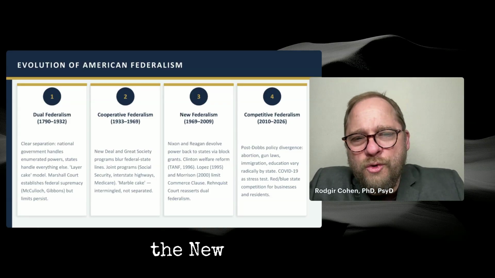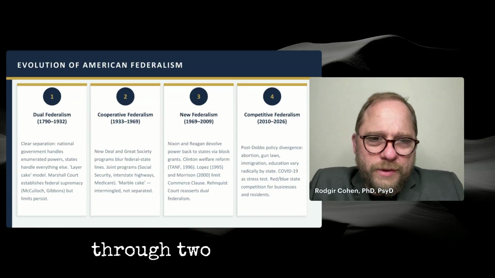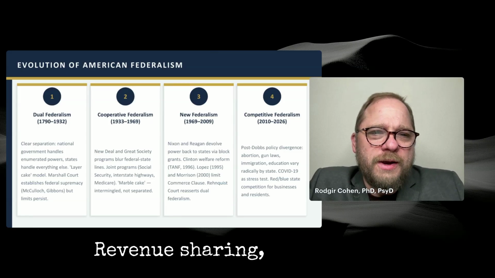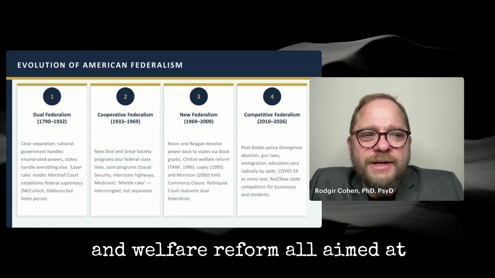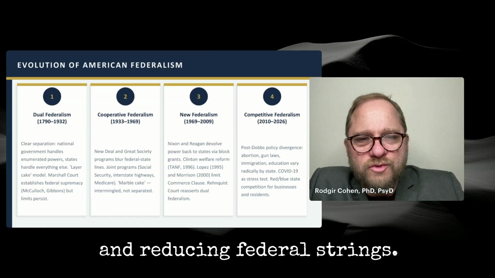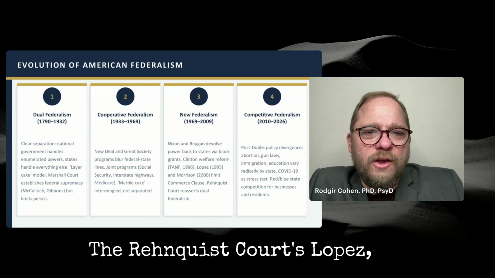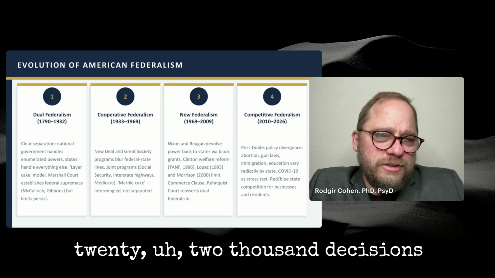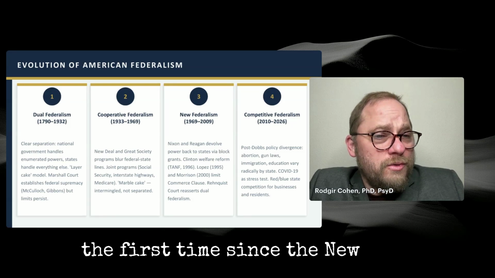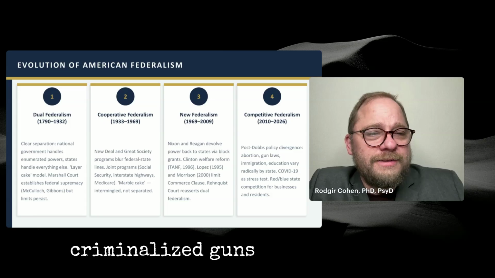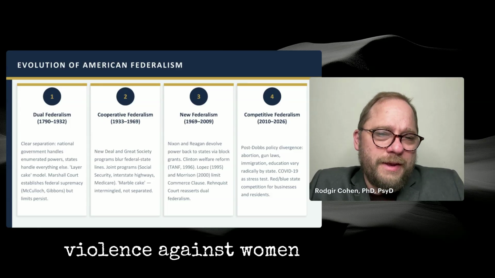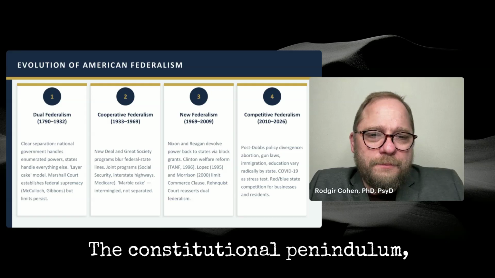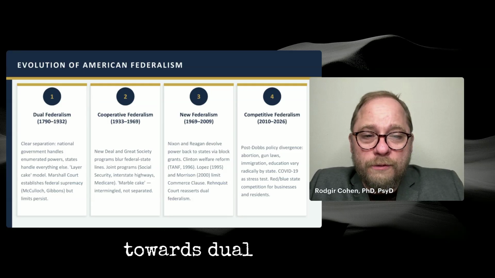The third era was called the New Federalism. It's from 1969 through 2009. Nixon and Reagan both ran against cooperative federalism. Revenue sharing, block grants, and welfare reform all aimed at giving states more discretion and reducing federal strings. The Rehnquist Court's Lopez 1995 and Morrison 2000 decisions limited the Commerce Clause for the first time since the New Deal, striking down federal laws that criminalized guns near schools and violence against women as exceeding the Commerce Power's authority. The constitutional pendulum was swinging back towards dual federalism.